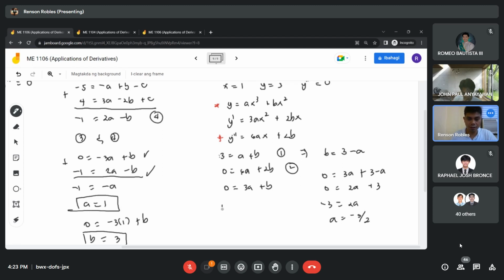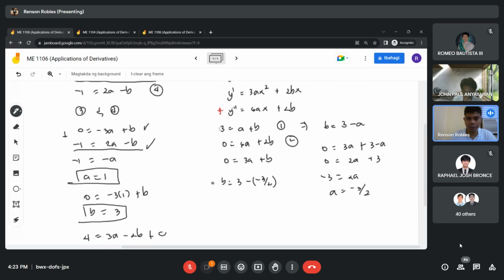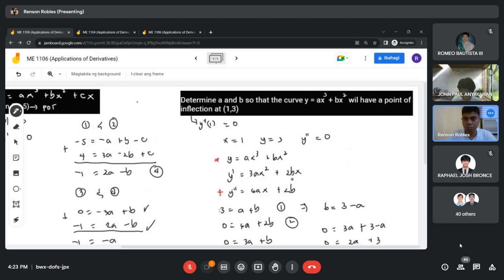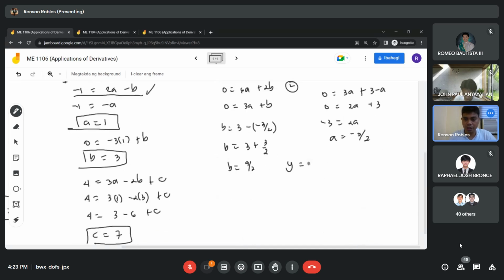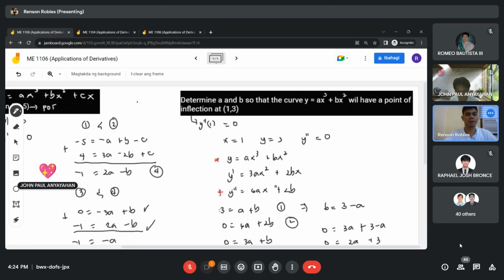And then B equals 3 minus negative 3 halves. Yeah. We have B equals 3 plus 3 halves. 2 times 3, 6 plus 3, 9. So therefore, the equation would be y equals ax cubed plus bx squared. A x cubed plus b x squared. And this will have a point of inflection at 1, 3.